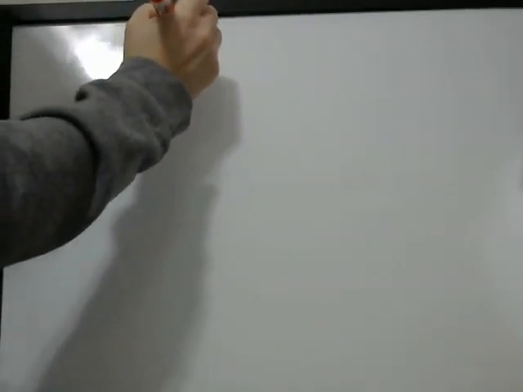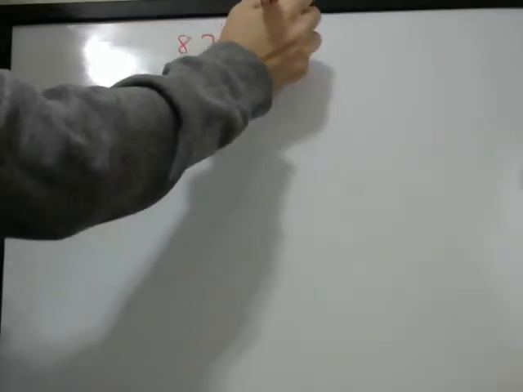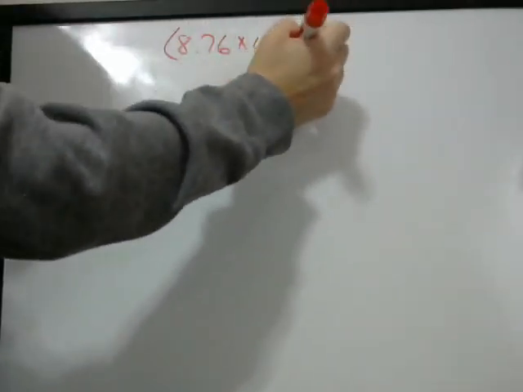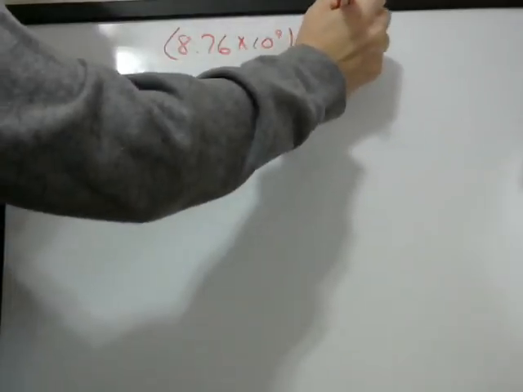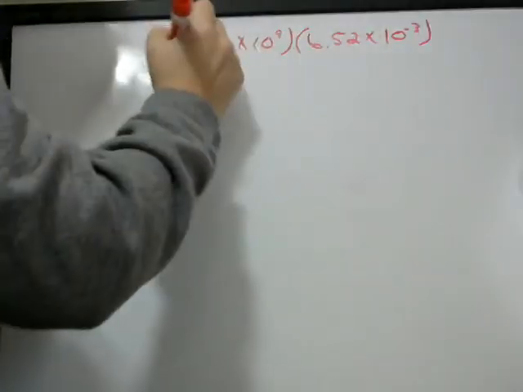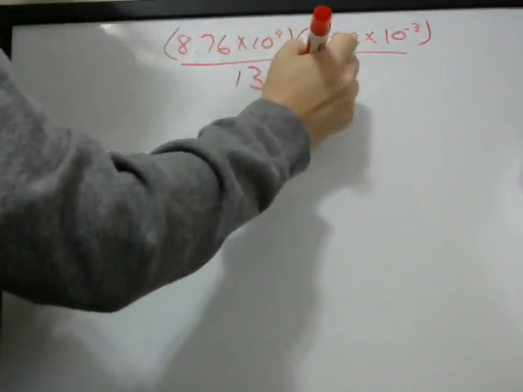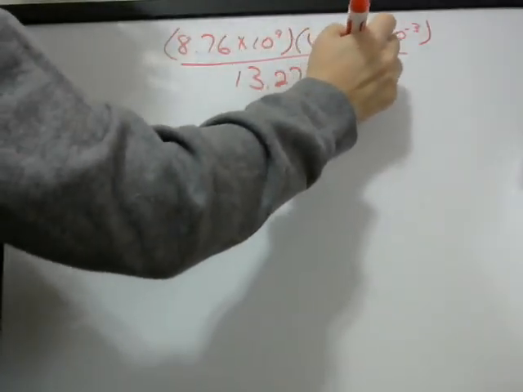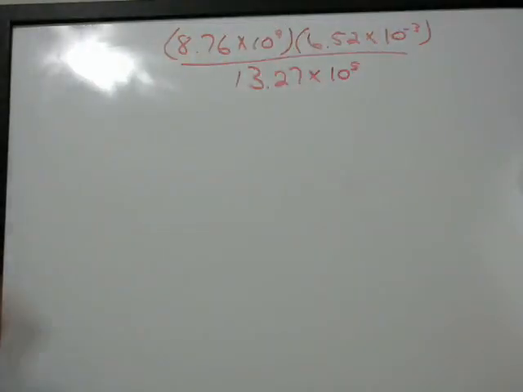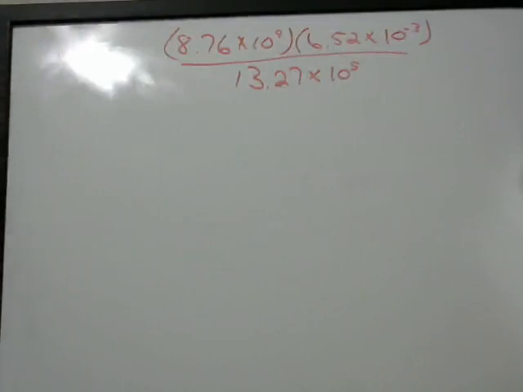Let's say we have a problem: 8.76 times 10 to the 9th, times 6.52 times 10 to the negative 3rd, divided by 13.27 times 10 to the 5th. Here each of these is written in scientific notation, and we need to evaluate what the answer is.